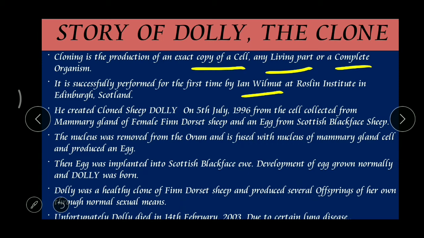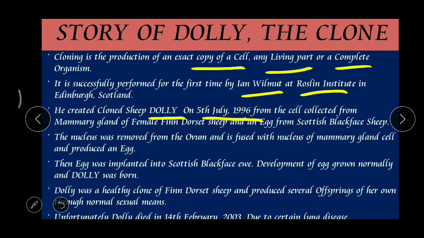At Roslin Institute at Edinburgh, Scotland, on 5th July 1996, he created one sheep. What is the name of that? That sheep's name is Dolly.